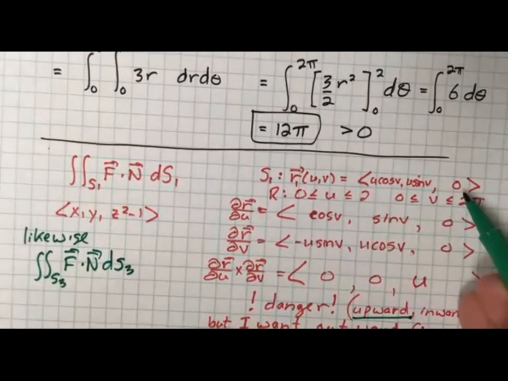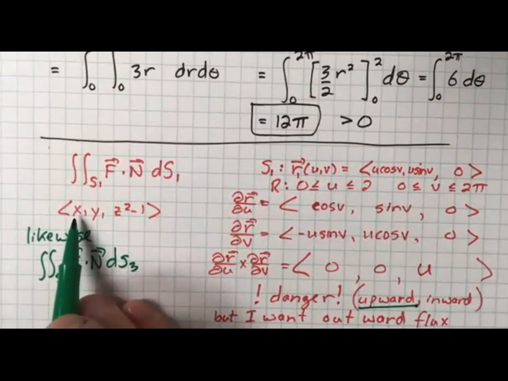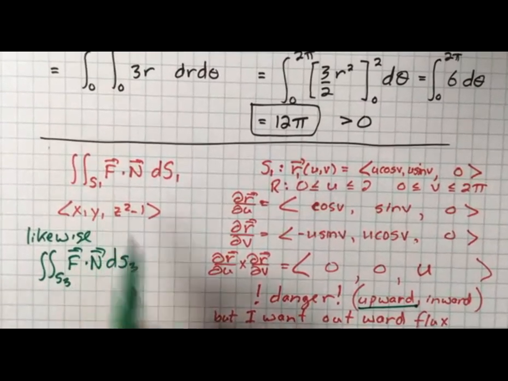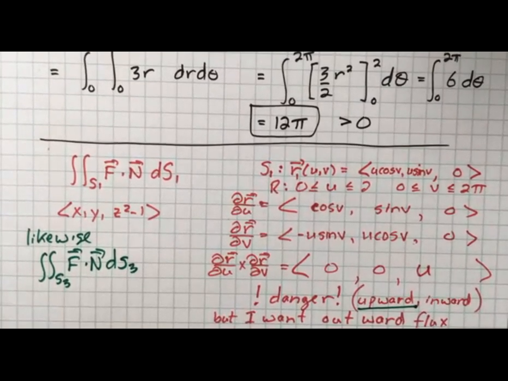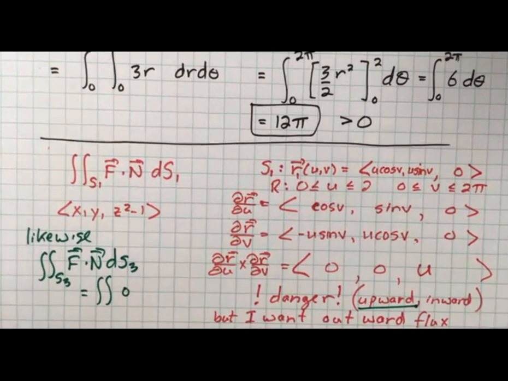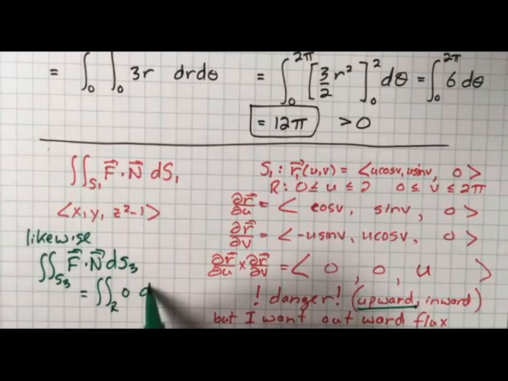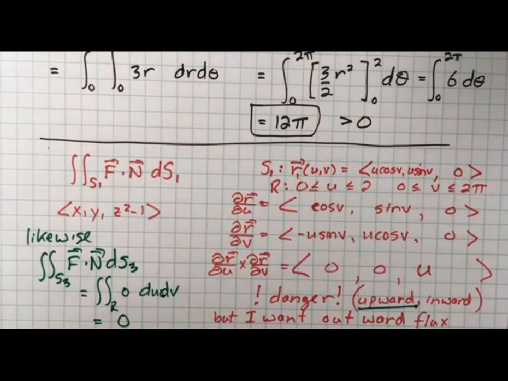The only difference is with a 1 right here, this field would evaluate to u cos v, u sin v on the surface, and 0. This would be a 0 right here. But I'd still be dotting with 0, 0, u. So the dot product would be 0. And I evaluate with respect to u and v. I don't need to do any fancy evaluation here. This is 0. So apparently, no net field is flowing into or out of the top of that cheese.